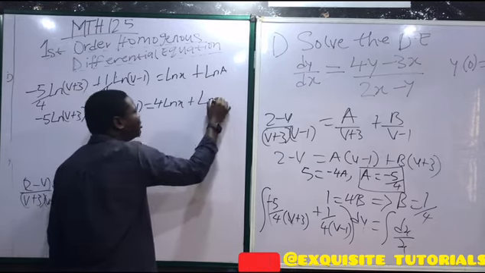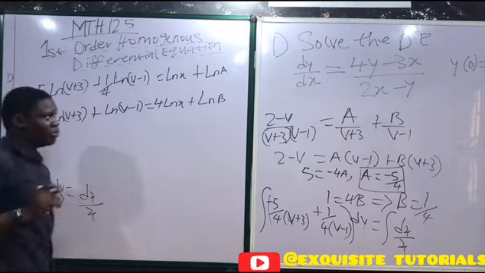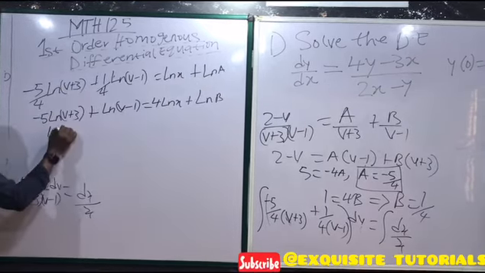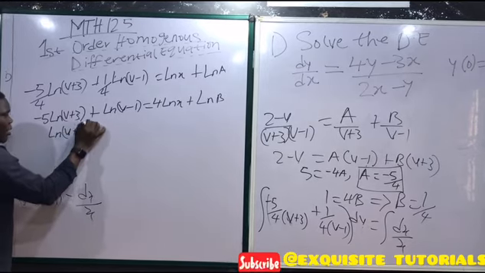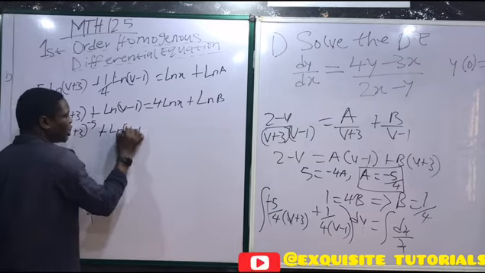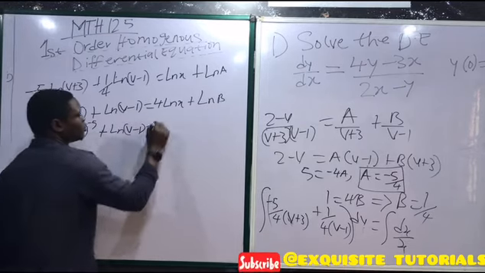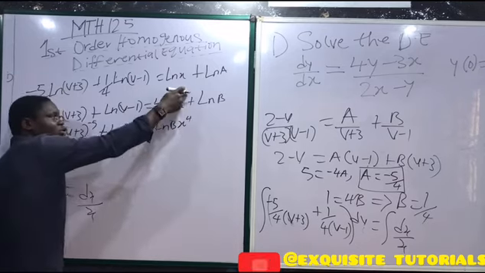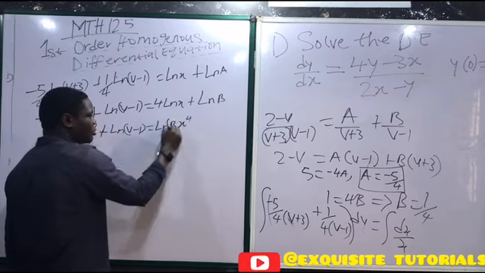Let me change it to ln b. Let me say that constant is ln b, where b is a raised to power 4. So we have ln (v plus 3) raised to power minus 5 plus ln (v minus 1) equals ln b x raised to power 4. Now this is x raised to power 4, then times this b.